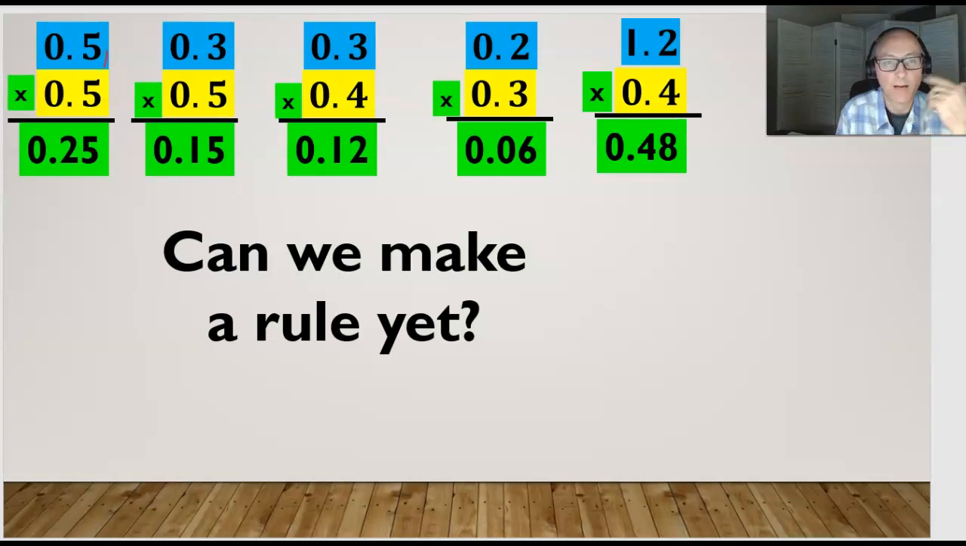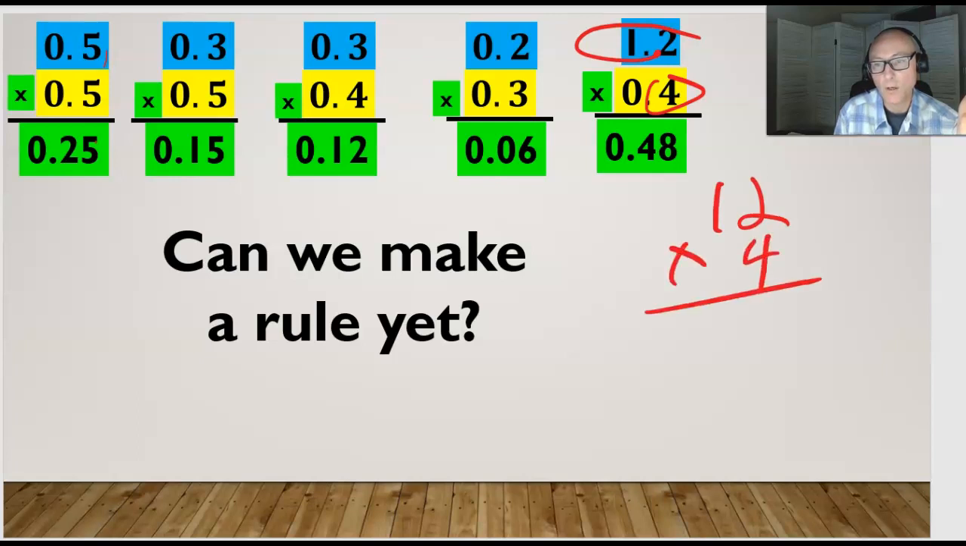We know 5 times 3 is 15. 3 times 4 is 12. 3 times 2 is 6. And 12 times 4 is 48. Does that make sense? 12 times 4. 2 times 4 is 8. 4 times 1 is 4. Yeah, but how do we know where to put the decimal? What can we do with these problems?